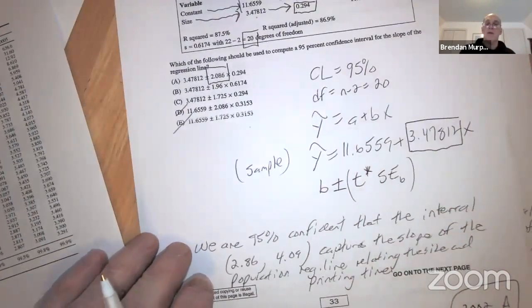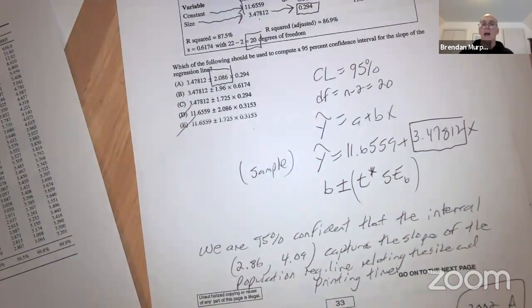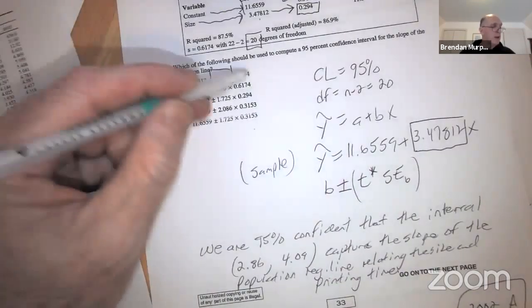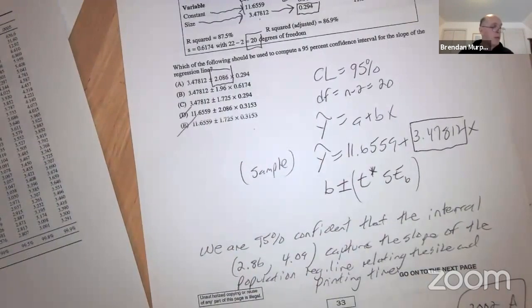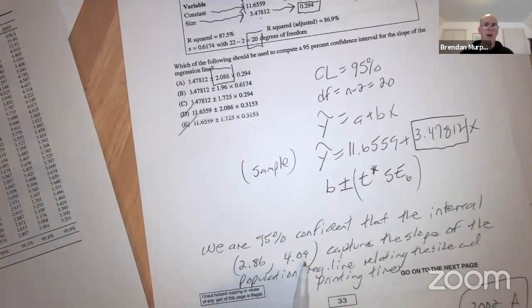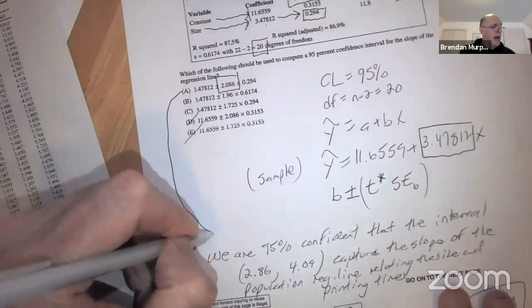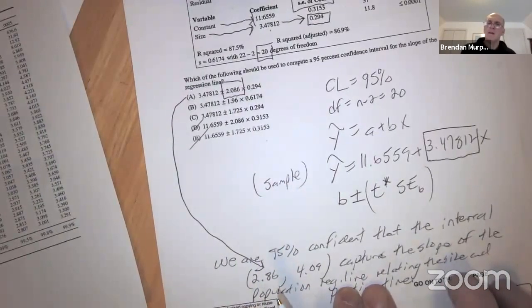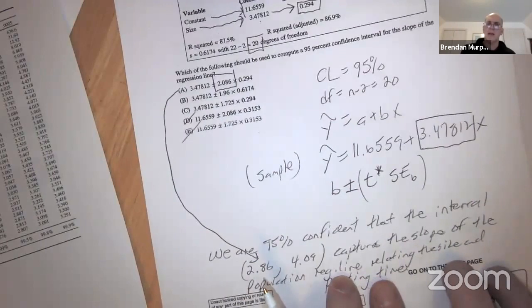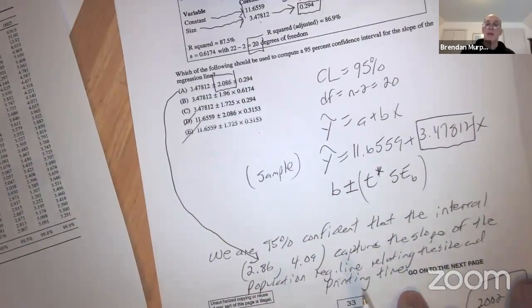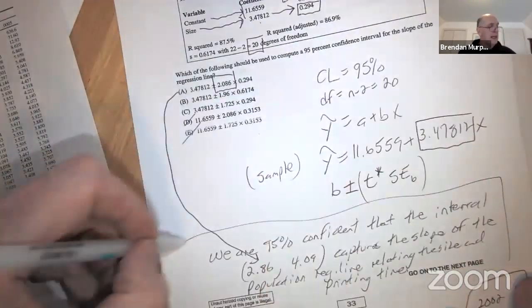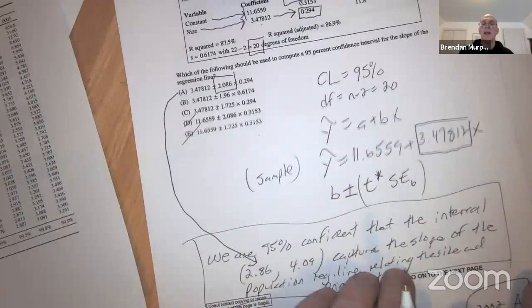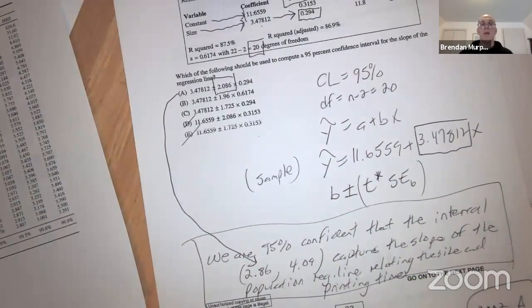And I know they didn't ask me to interpret it, but it's important that we get there. So how would I summarize those numbers? I would say something like we are 95% confident that the interval 2.86 to 4.09, which I got by adding and subtracting, captures the slope of the population regression line. Some books call it the true regression line, relating the size of the file to my printing time. That's not needed here, but it's important. Luke and I, when we do some free responses, will make sure that you're comfortable summarizing your data. What does that tell us?